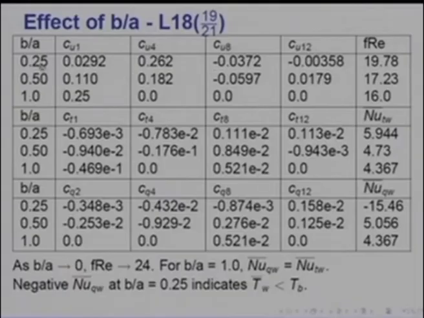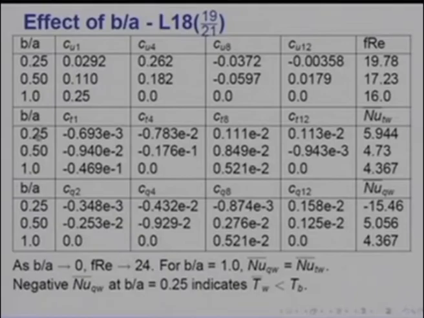So, for 0.25 I get 19.78 as the friction factor and Reynolds number product, for 0.5 I get 17.23, and for 1, as I said, it is a circular duct for which only Cu1 is finite and fRe is equal to 16. So, although this is a limiting case of the geometry that I have shown, it does predict quite accurately the circular tube value.